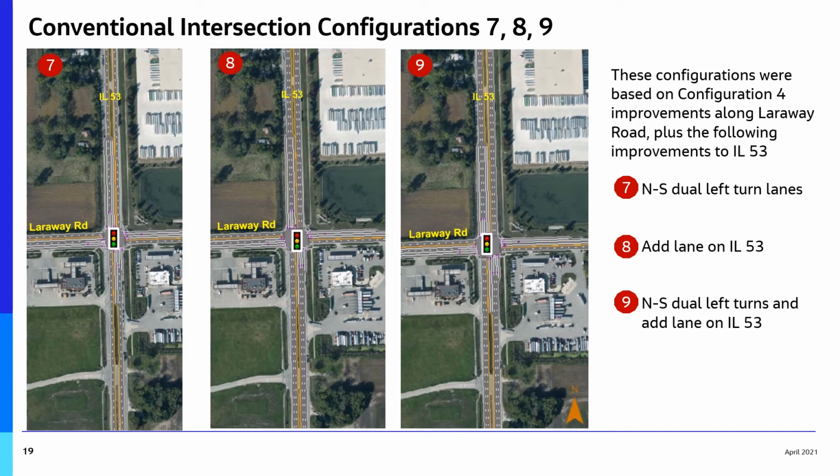There would be 2 through lanes for eastbound travel and 1 through lane for westbound travel. The additional features to Route 53 beyond those already mentioned include, for Configuration 7 along Route 53, the single left turn lanes were changed to dual left turn lanes that would be constructed within the existing median area. Configuration 8 adds an additional lane along Route 53. And Configuration 9 adds both dual left turn lanes on Route 53 and an additional lane in each direction.